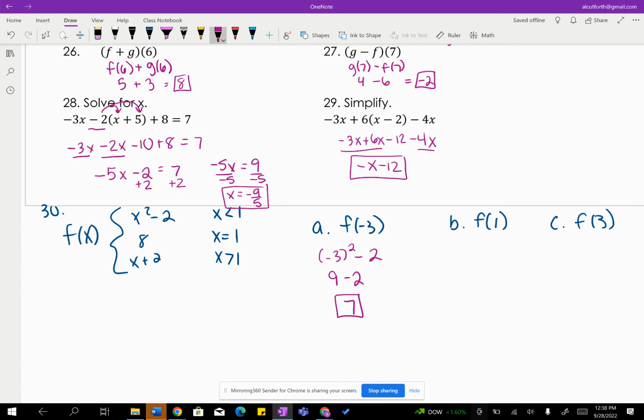The second one is what always throws you guys off. F of 1, which one am I going to plug it into? The bottom, the middle, or the top? Middle. But is there an x to plug it into? No, it's just- So is the answer 1? No, what is it? 8, right? It's just what that function is. And then for the last one, you're going to plug it into the bottom because 3 is greater than 1.